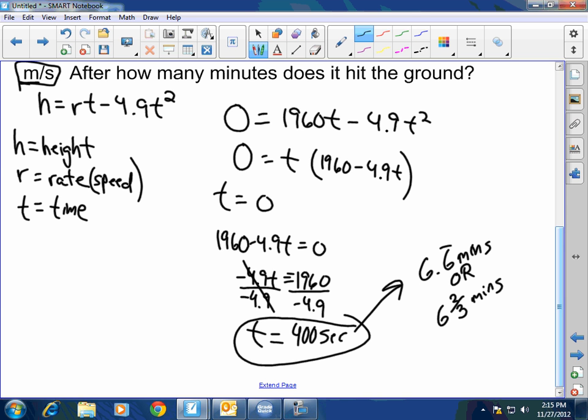I didn't move it to the other side. I set t equal to 0, and then I set 1,960 minus 4.9t equal to 0. I did. I subtracted it. It is a negative. And then a negative divided by a negative is a positive. No, thank you for clarifying, son. That means you care. Thank you. Does that make sense, guys?